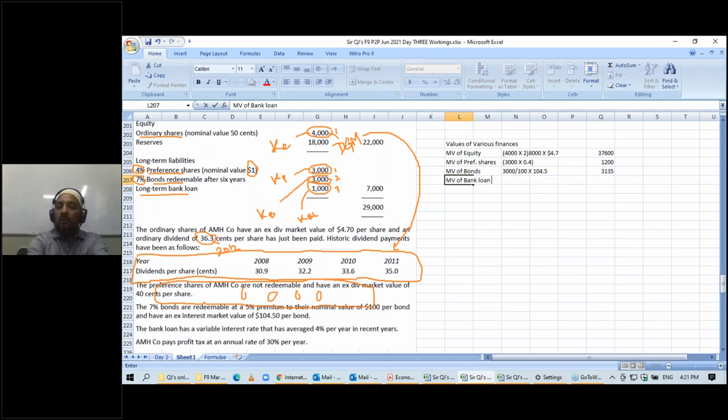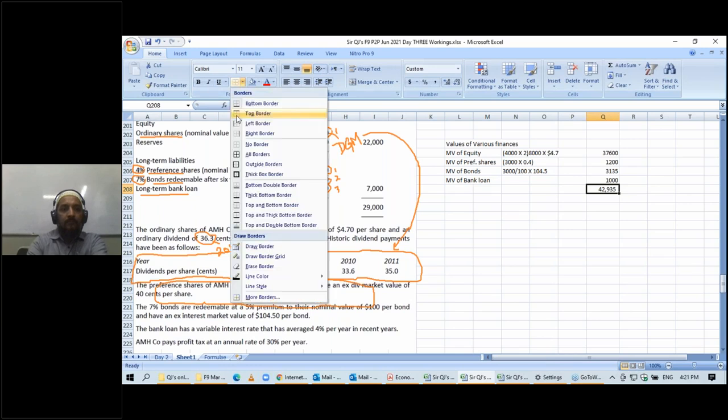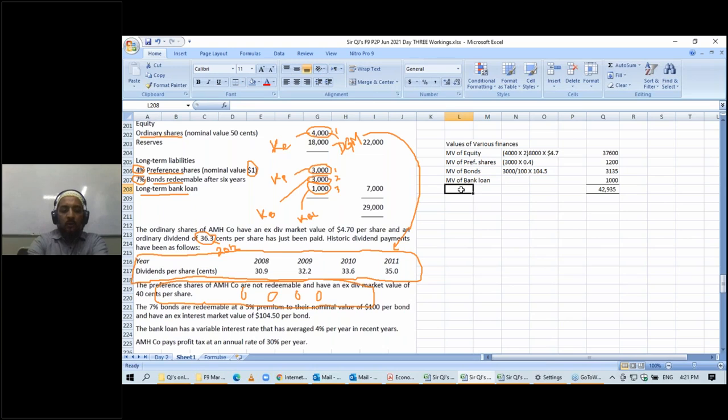Then the market value of bank loans, the fourth item. Now, a bank loan is not traded on the market. It is known as a term loan. It is not a marketable security. So you won't have a separate market value of the bank loan. The market value will be equal to the face value of the bank loan. So it remains at 1000. Now this gives you the total value of all four types of capital involved in the business by AMH company. So that's the total value.